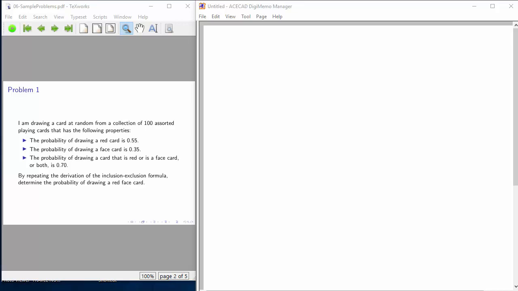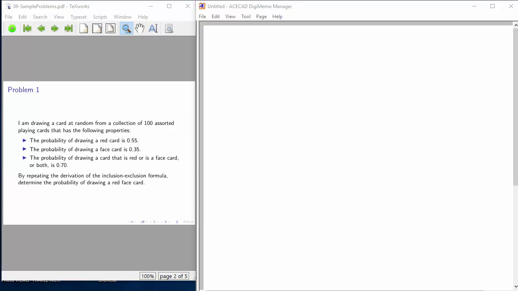Here are the sample problems for Class 6 of Math 117. The first one is a very straightforward inclusion-exclusion problem. I've assembled a collection of playing cards, and they have the following properties.